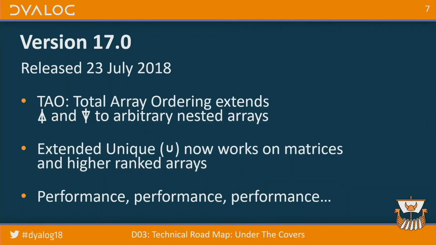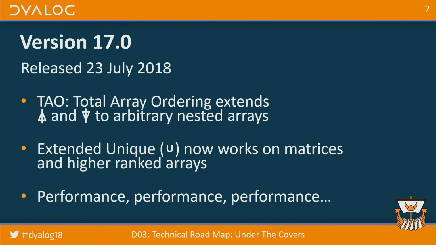Now, I said there's a mishmash of new features. There were also some quite important changes to the language. The big new feature that went into version 17, which took a significant amount of design effort, is called total array ordering, which is extending the domain of the grade up and grade down primitives to include arbitrary nested arrays.